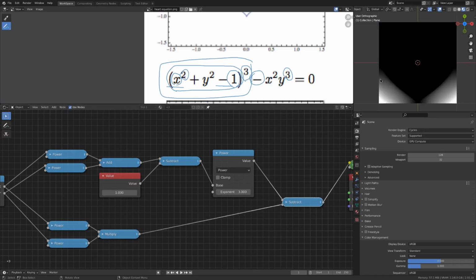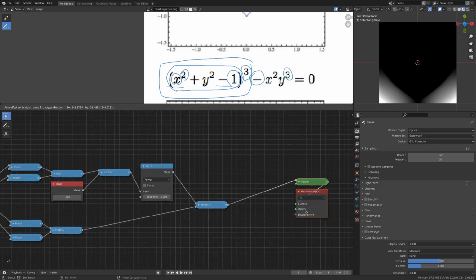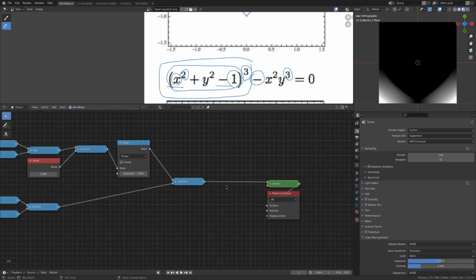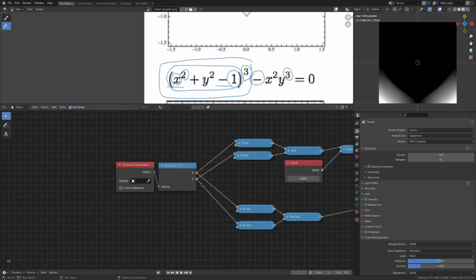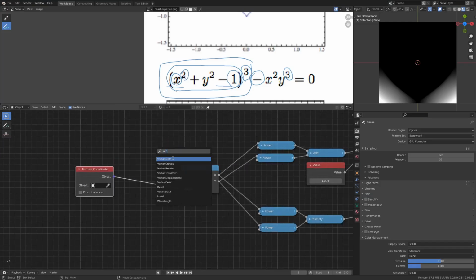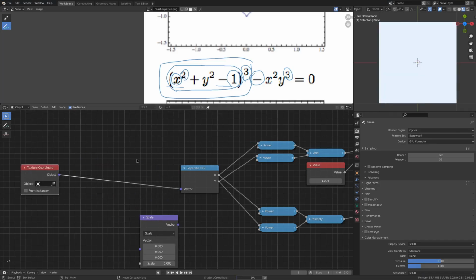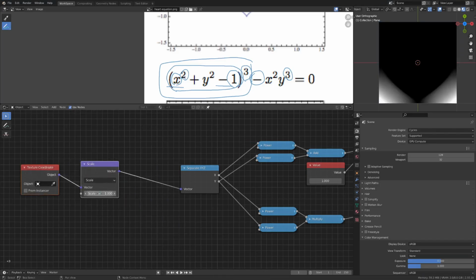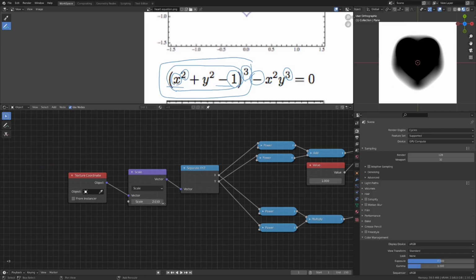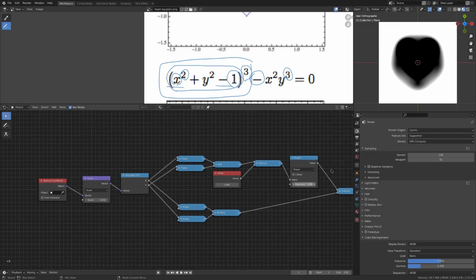Alright, we got a very interesting, hard-looking shape now. Once you're done, we are going to make this more visible. So we are going to use a Vector Math node, set it to Scale, so that we can see how it goes. Let's scale up, and we'll see this heart shape right now.